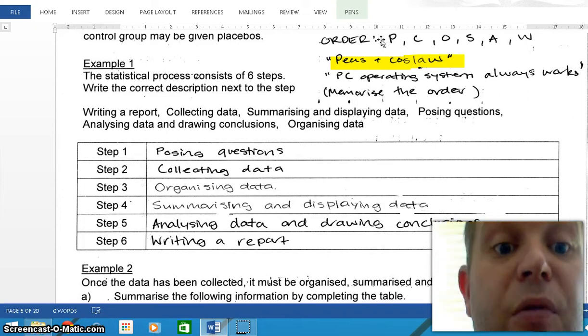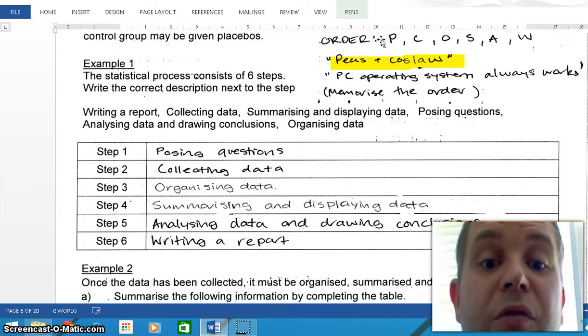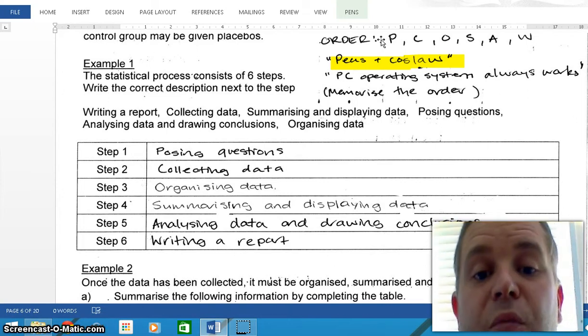Then we sit down and we write our report. So that's about putting it all into sentences, making it all user-friendly so that we get our point across.